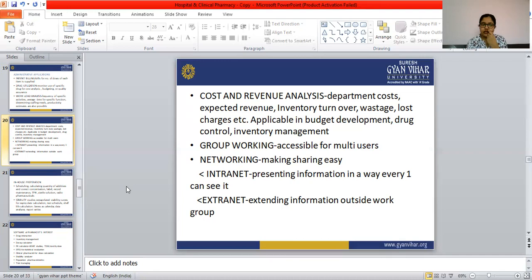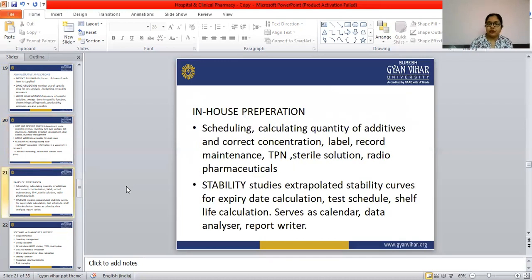Okay, so these all are the computer applications in the clinical pharmacies. Next is in-house preparation.